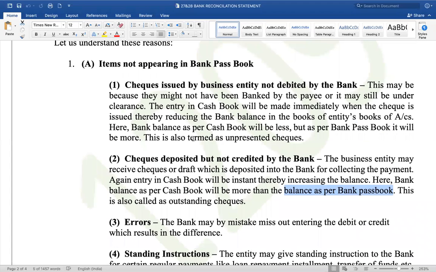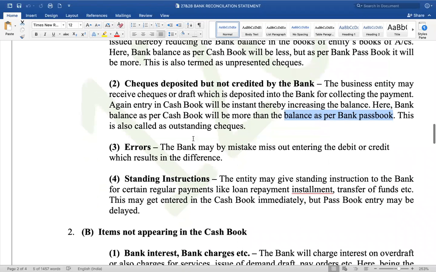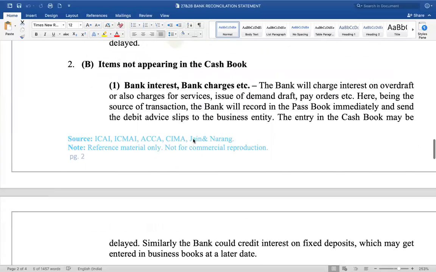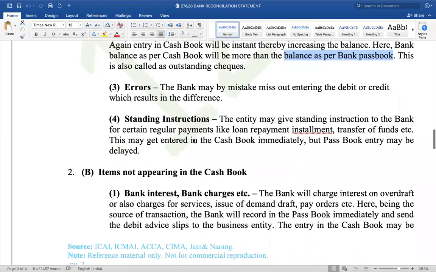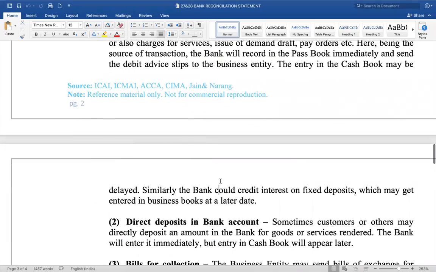But this is a 10 marks essay. Discuss the reasons for differences between cash book and passbook. This can be asked this way: what are the reasons for differences between cash book and passbook? In any way it may be asked, the answer is the same. These are the major reasons for passbook and cash book not to match.